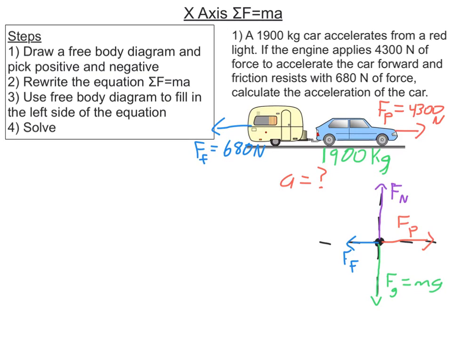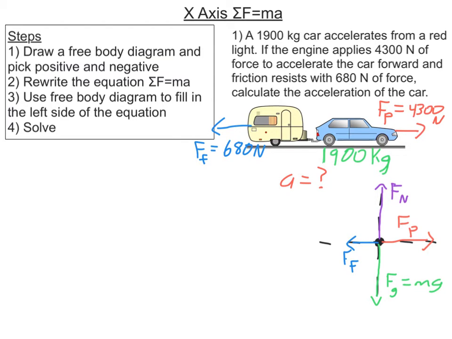Normal force always goes perpendicular to a surface. So if the object is on a surface, you have normal force. If an object isn't resting on a surface, you don't have normal force. So we have normal force going up, and I drew it equal in length to the force of gravity because the car isn't accelerating upwards, nor is it accelerating downwards.